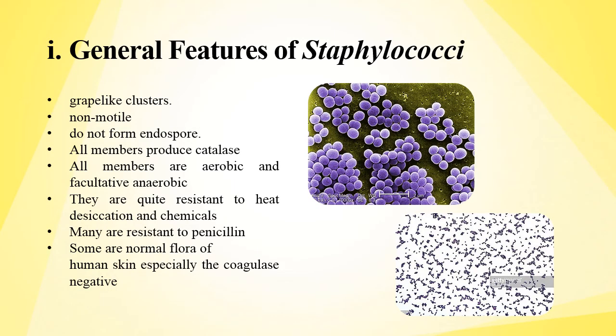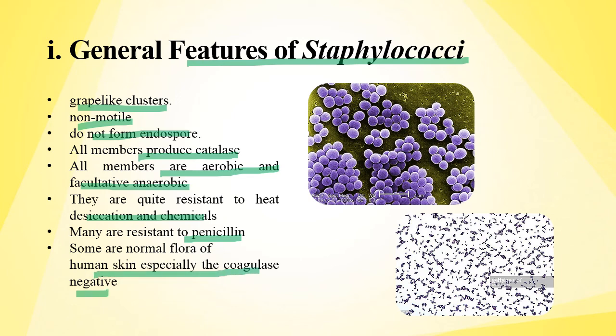Okay, let's look at the general features or characteristics of Staphylococci. Staphylococci form grape-like clusters. They are non-motile, do not form endospores, and all members produce catalase, so they are catalase positive. All members are aerobic and facultative anaerobic, and they are quite resistant to heat, desiccation and chemicals, and many are resistant to penicillin antibiotics. Some are normal flora of human skin, especially the coagulase negative.